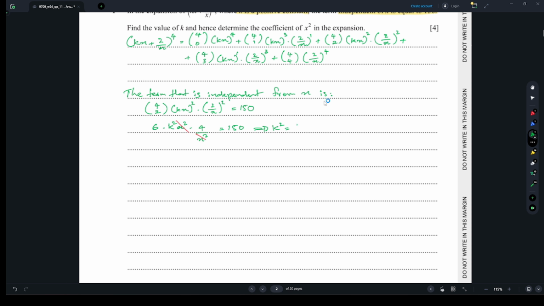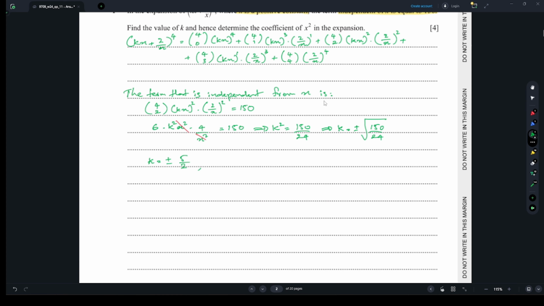So we can write 150 divided by 24, and from this one, k equals plus or minus the square root of 150 divided by 24. So when we bring the square to the other side, you have to put plus or minus, and then the answer is here, you can find. So k equals plus or minus 150, and so 5 over 2.